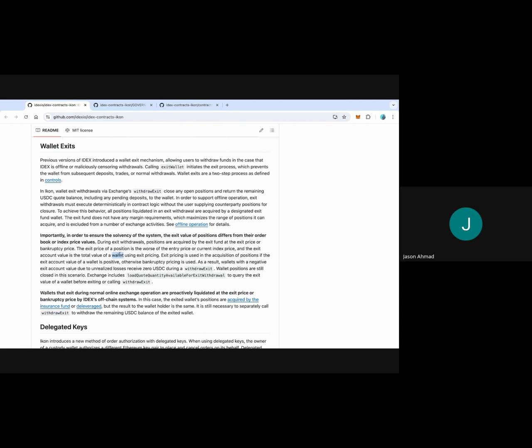There's one really important detail here to cover, though. The exit value of positions is not the same based on if it's withdrawn through the normal withdrawal course than through the exit withdrawal course. So to protect the solvency of the system, during exit withdrawals, a position's value is the worse of the entry price or the index price. Put another way, that means that unrealized profits are not credited, whereas unrealized losses are credited.